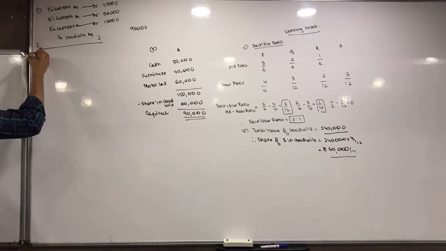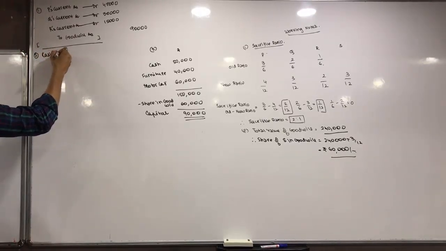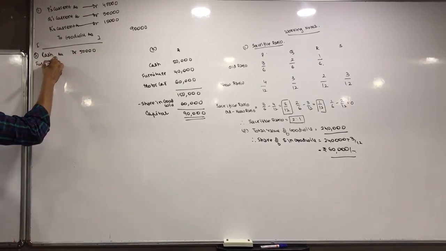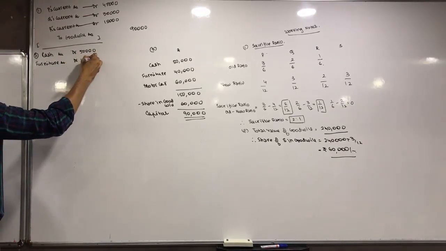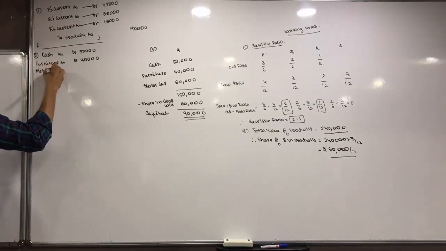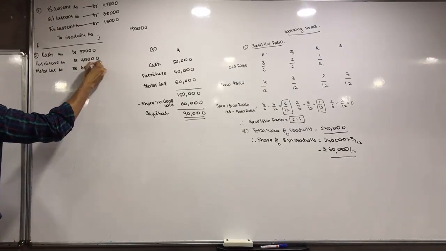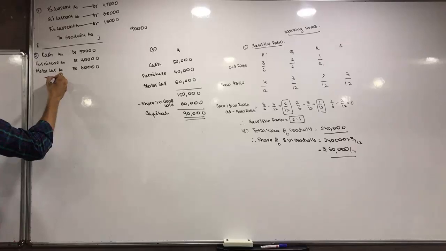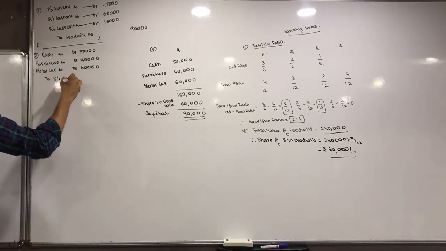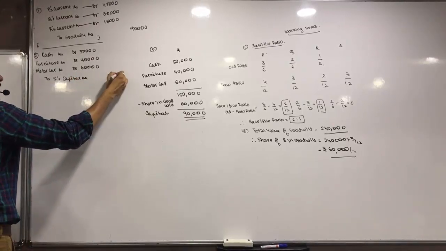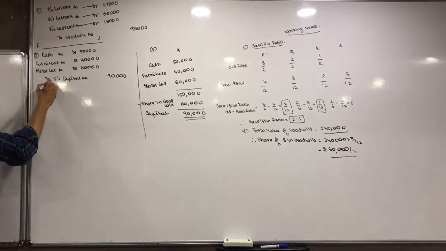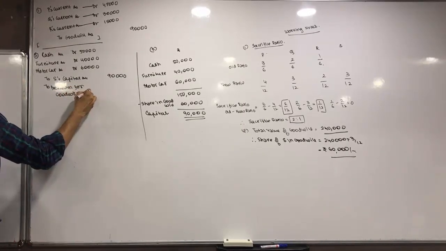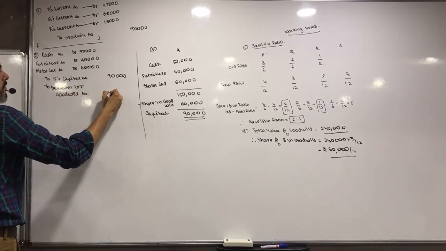Now after this, what else does the new partner bring? He brings cash, so cash account debit 50,000, furniture account debit 40,000, motor car account debit 60,000, to S's capital account 90,000 and to premium for goodwill 60,000.